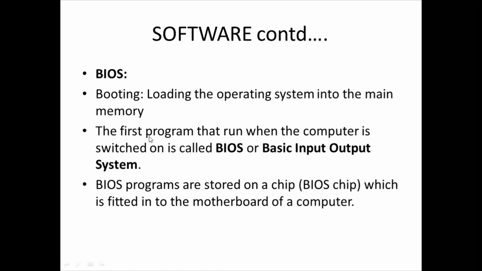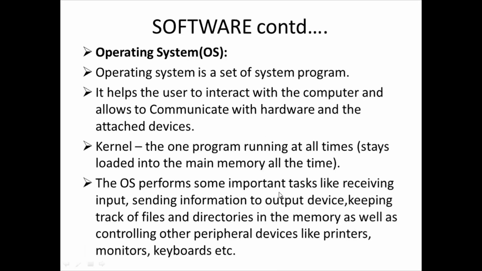And the first program which comes when the computer is switched on is called the BIOS, the Basic Input Output System. And these programs are stored on a chip called the BIOS chip, which is fitted onto the motherboard of a computer. Now we have the operating system. The operating system is a set of programs. Without the operating system, as discussed earlier, we cannot work with a computer because it helps the user to interact with the computer, and also allows communication with the hardware and the attached devices.